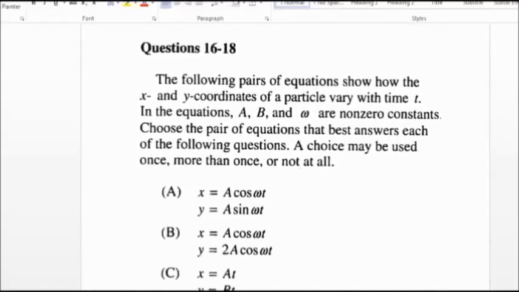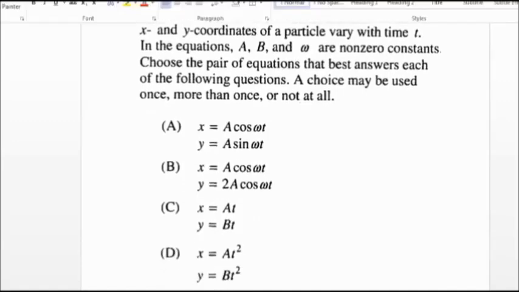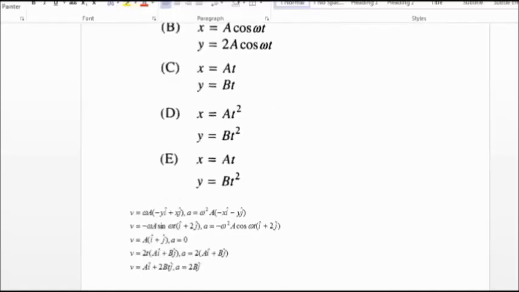The following pairs of equations show how the x and y coordinates of a particular particle vary with time. In the equations, A, B and omega are non-zero constants. Choose the pair of equations that best answer each of the following questions. A choice may be used once, more than once, or not at all. That is, in the questions which are given, we can use A, B, C, D once or more than once or not at all. So we have to find out which of these describe the motion given in the following problems.